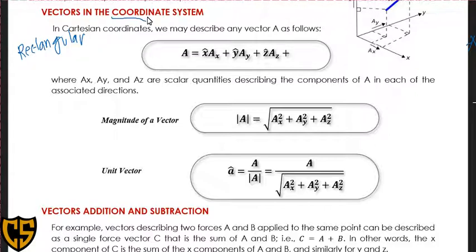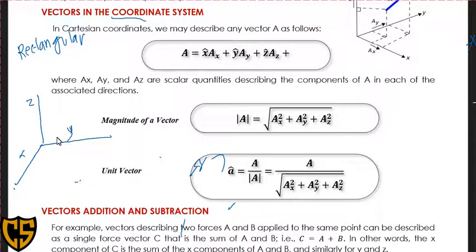So in a coordinate system, when we add vectors, the addition is done in this way, but we could also use the earlier form. So we will have, for example, here is our x, here is our y, and here is our z. So this is your x, this is your y, this is your z. So we can use that form for vectors.